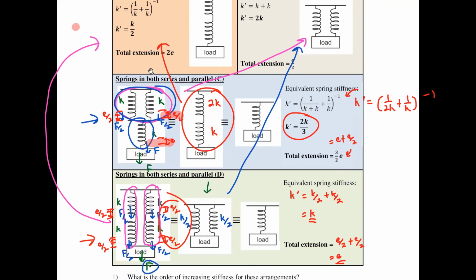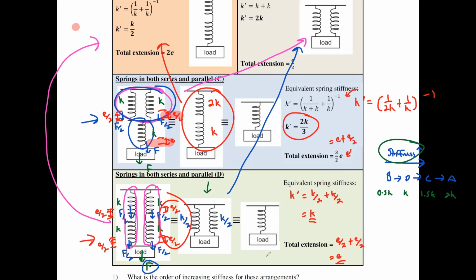So increasing stiffness, the four arrangements there are already labeled A, B, C, D. If you say increasing stiffness, it will be B to D to C, and then to A. Okay, because B was 0.5K, D is K, C is 1.5K, A is 2K. Okay, this is increasing stiffness.